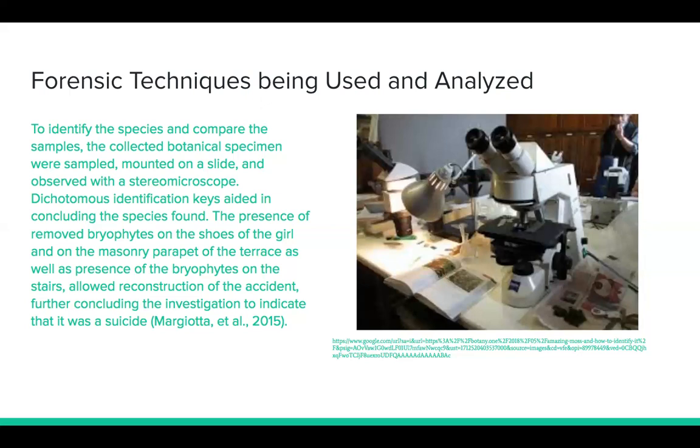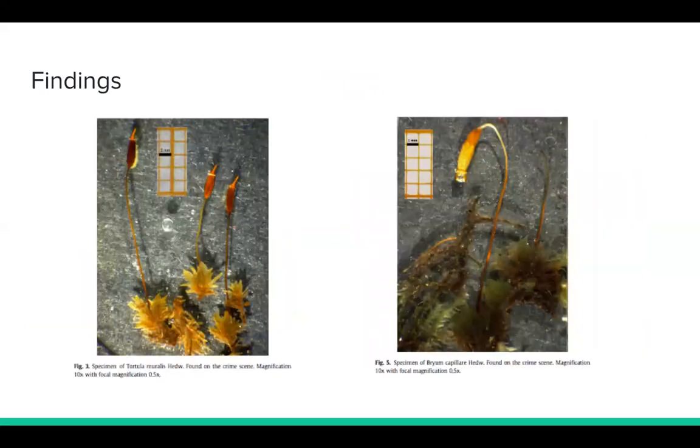So this was the stereo microscope that was used to do the investigation, and they used a dichotomous key to narrow down to the two findings. The first one on the left is the specimen of a Tortula muralis bryophyte, which was found on the crime scene, and then on the right is a specimen of a Bryum capillare found on the crime scene.